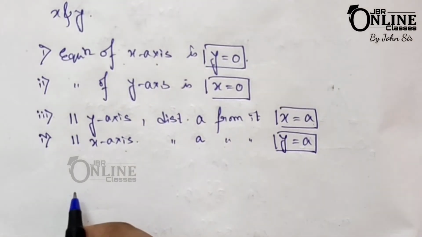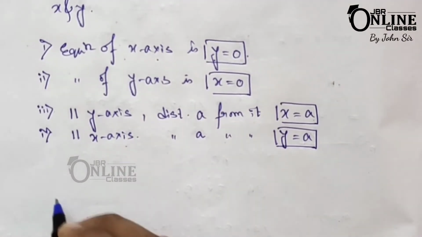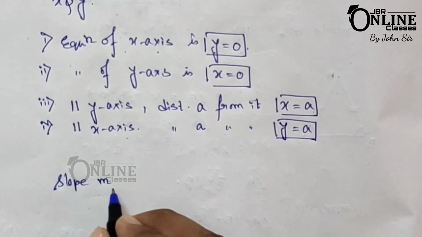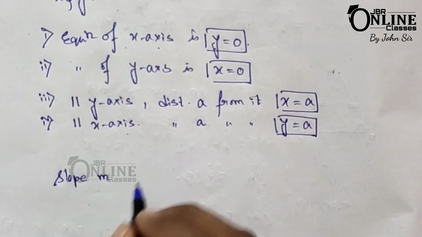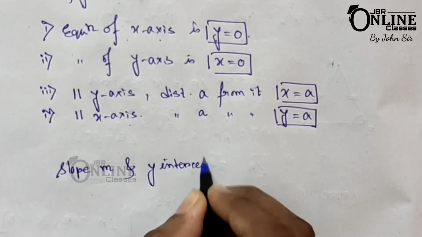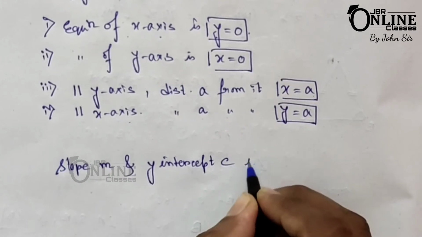Now next thing, if you find the equation of a line with slope m and y-intercept c given.